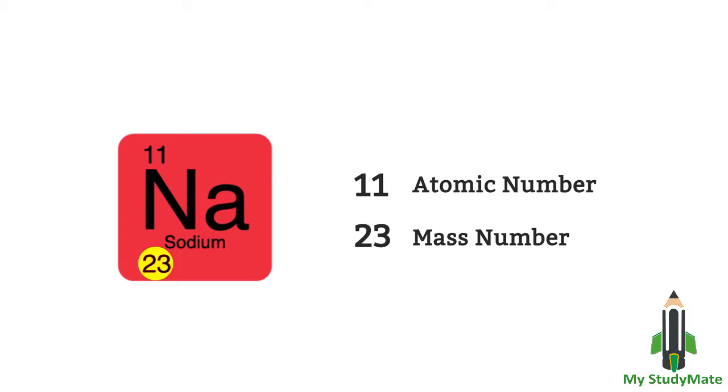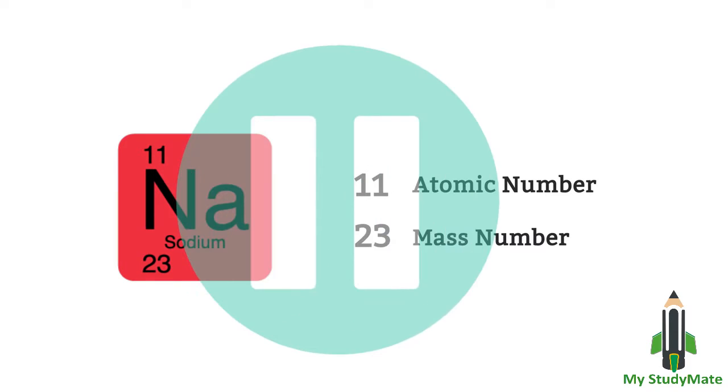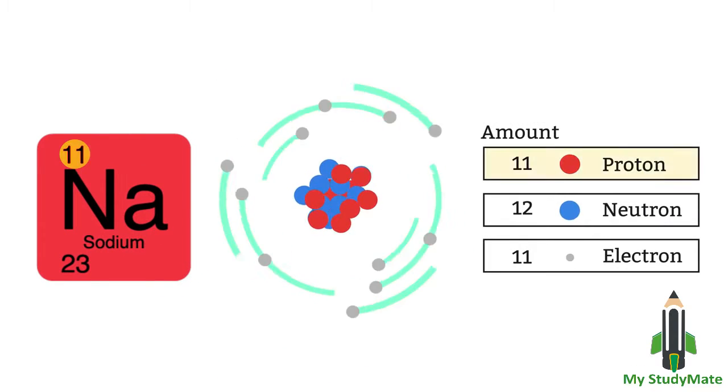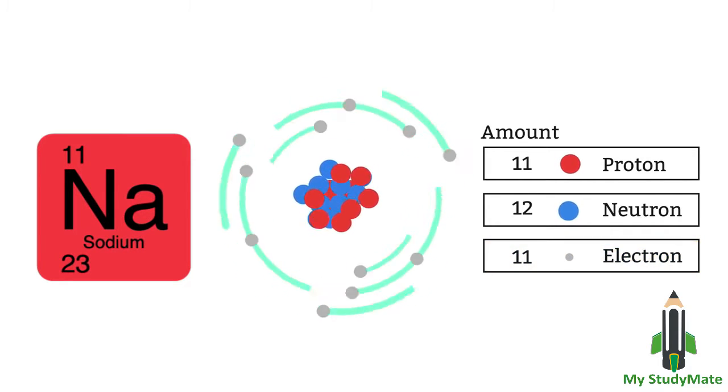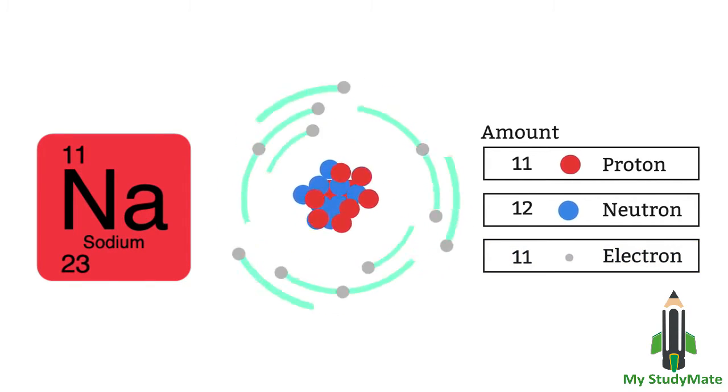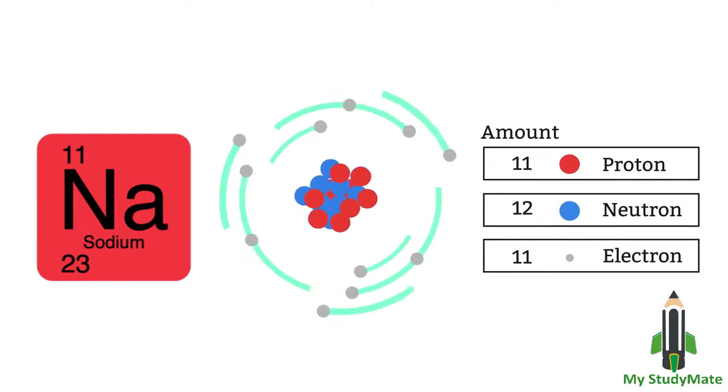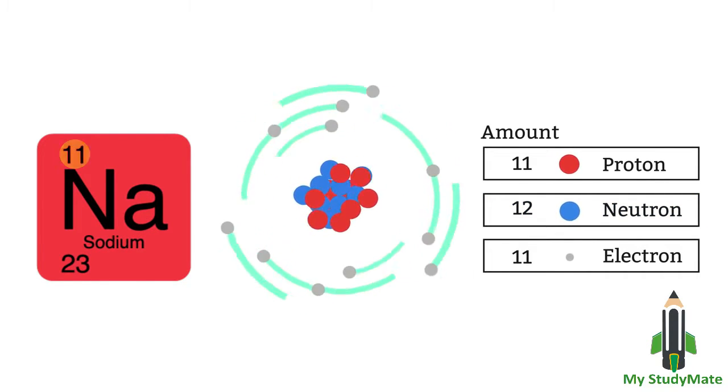The atomic number of sodium is 11 and its mass number is 23. How many protons, electrons and neutrons does it have? Pause the video while you count them. Time for the answer. There are 11 protons in sodium because this is the atomic number. So there must be 11 electrons too. There are 23 minus 11 neutrons, which makes 12.